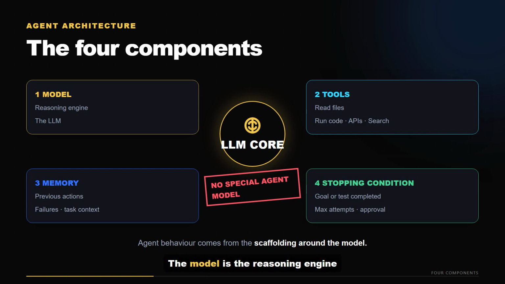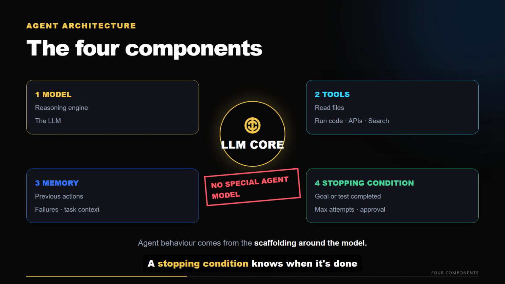Why should you care? Because agentic is in every job description right now, and most candidates can't get past the buzzword. Every agent, every single one, has four parts: the model, the reasoning engine, same LLM you already use; tools, the ability to act: read files, run code, call APIs, search; memory, the context of the task so far, what it tried, what failed; and a stopping condition, how it knows it's done.